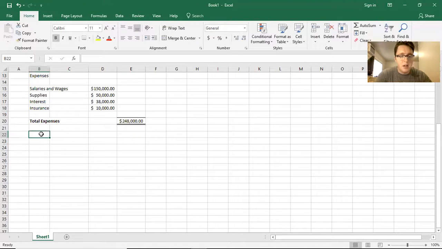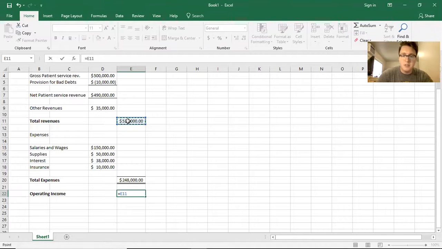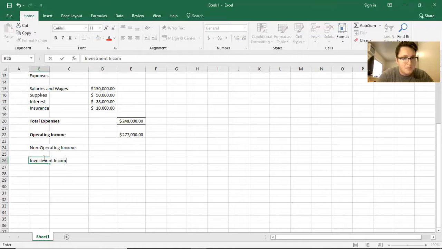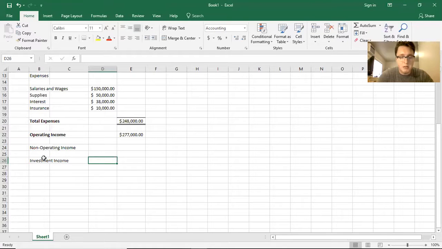So now we've got our operating income, which is our total revenues minus total expenses. Next, we'll have a non-operating income section. Things that will go in here are typically things like investment income. So maybe the hospital bought stocks in another company which paid dividends. Or maybe they've invested somewhere else in bonds and they received an interest payment, things like that. Investment income is a non-operating income.